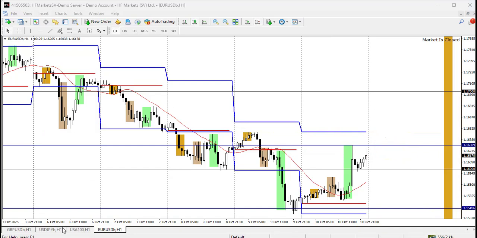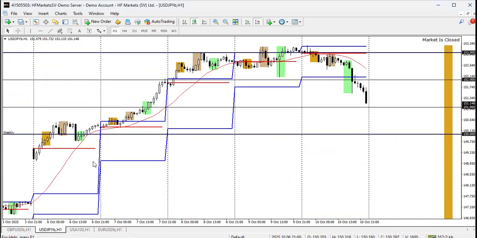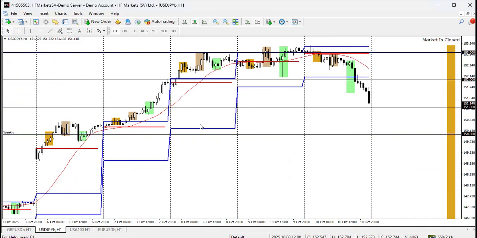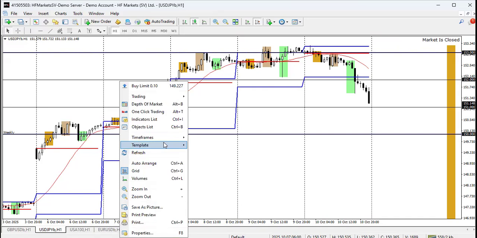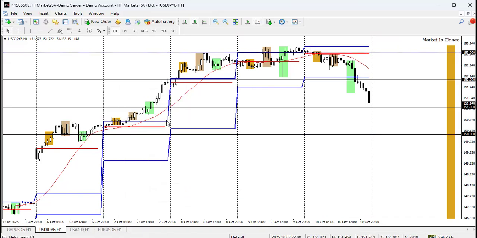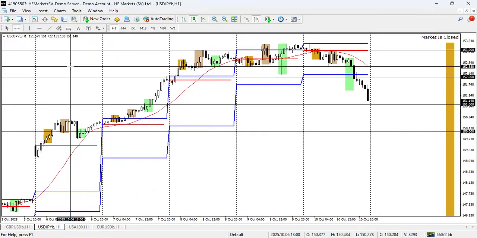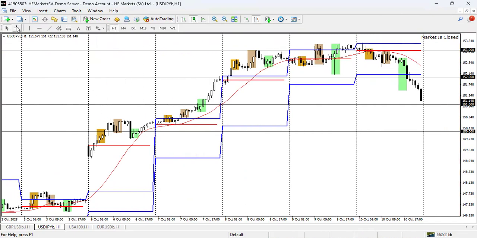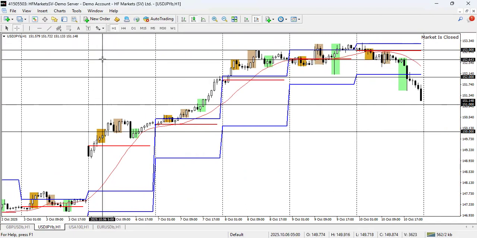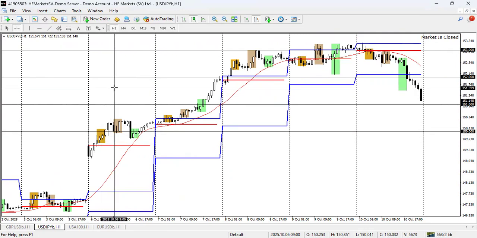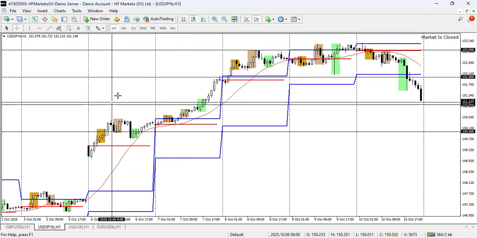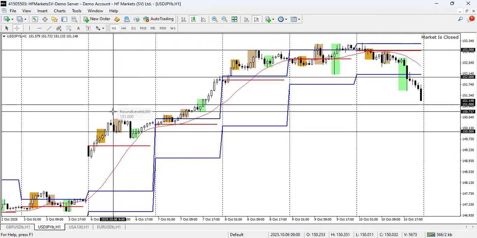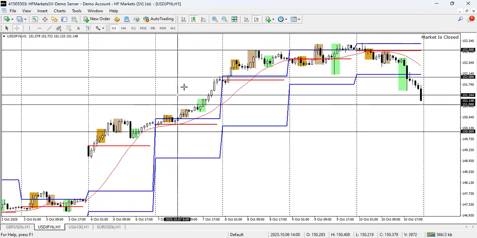Okay, USD JPY, it's the same story, honestly. Nothing different. Look at this. This is Monday, when the market opens. I'm not interested in this. When the market opens, I'm here above the closing price, above level 150. So it's bullish. Again, another break above.